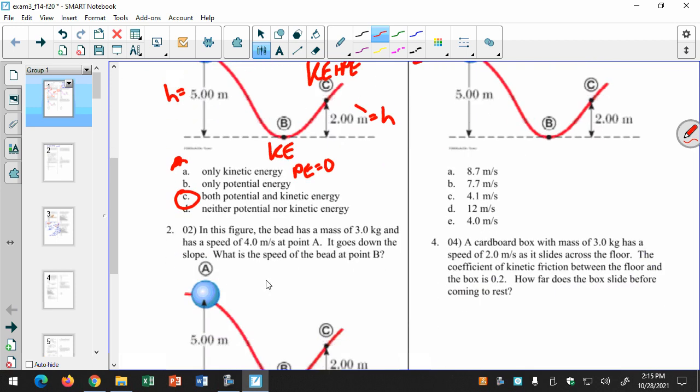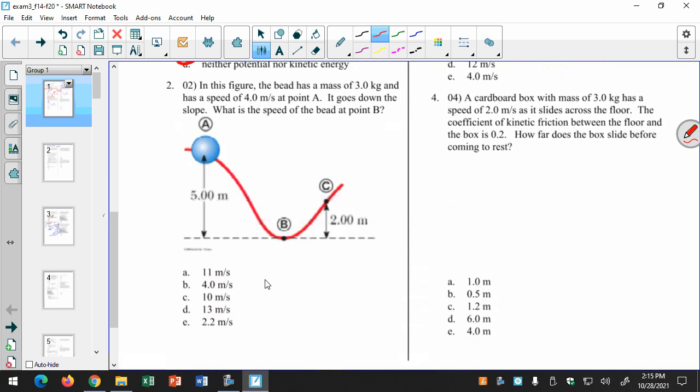Now, for a calculation, this is the same scenario, and I want to know what is the speed of the object right here. Well, I know that at point A, it has both potential energy and kinetic energy. And at point B, it only has kinetic energy. And I know that the sum of those energies at point A has to equal the energy at point B, that the total amount of energy will always remain the same.